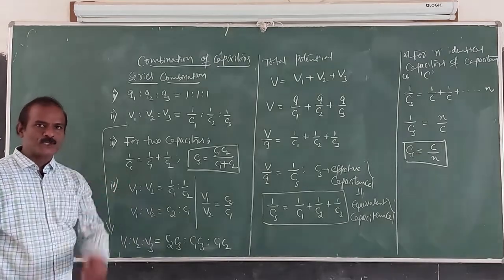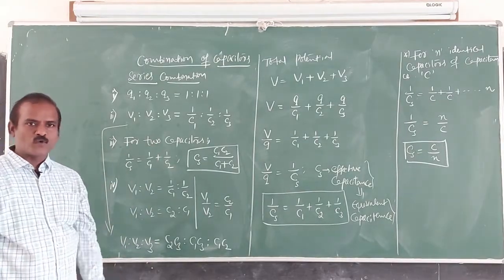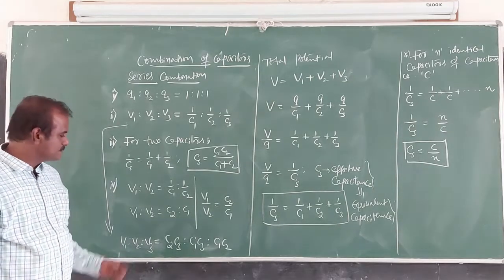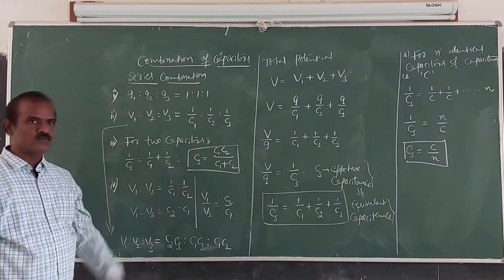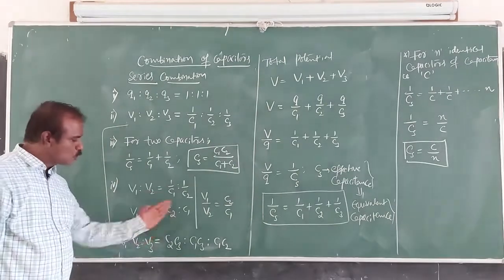You may have objective questions giving you 2 capacitors, 2 microfarad and 4 microfarad combined in series. The ratio of their PD, V1 is to V2, 1 by 2 is to 1 by 4, or 4 is to 2, 2 is to 1.